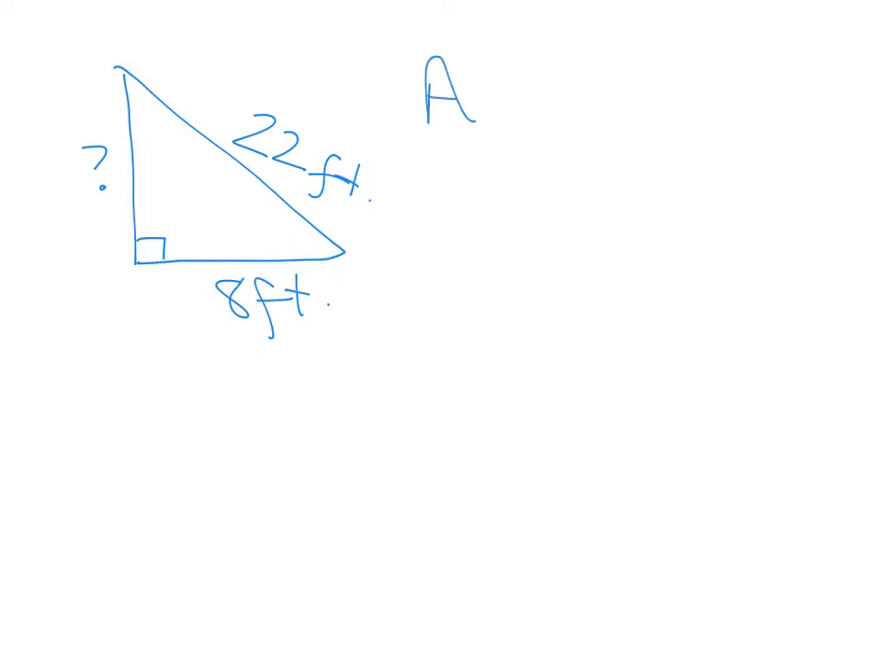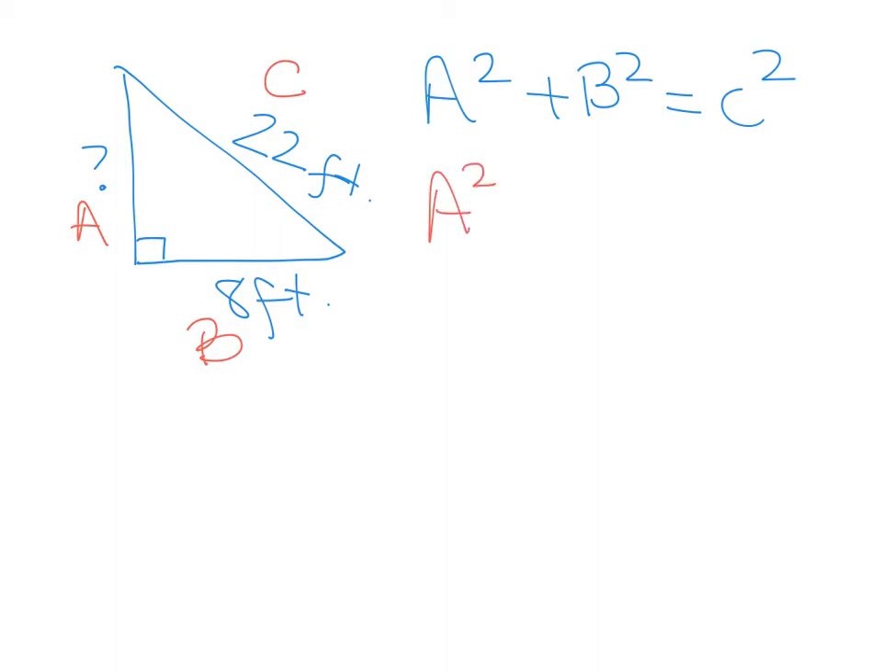So I'm going to write my formula, a squared plus b squared equals c squared. Which sides do I know? Well, the two sides that make up the right angle are A and B. So let's make this A and this B. And the side opposite the right angle is C. This time I'm not finding the hypotenuse, I'm finding one of the legs. So when I plug in my information, I get A squared plus 8 squared equals 22 squared.